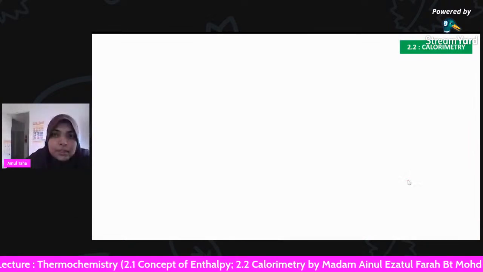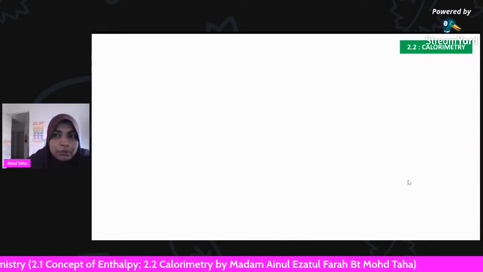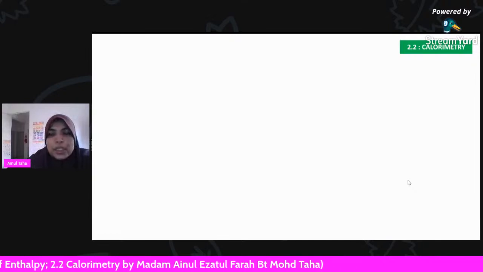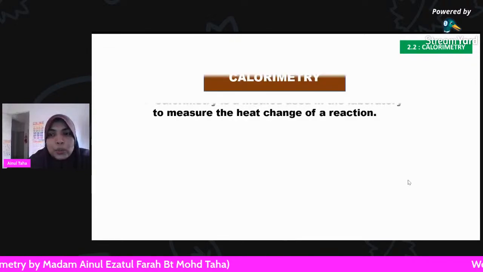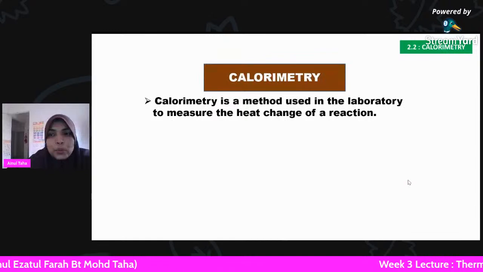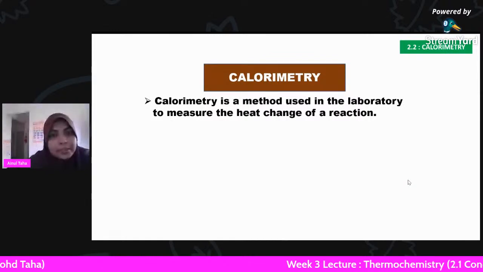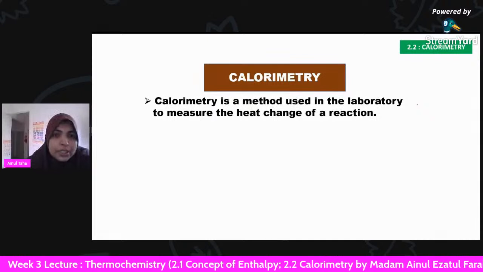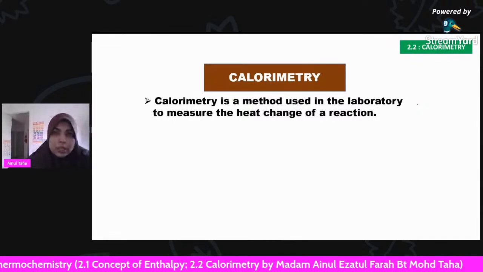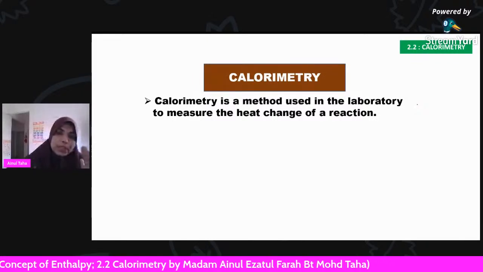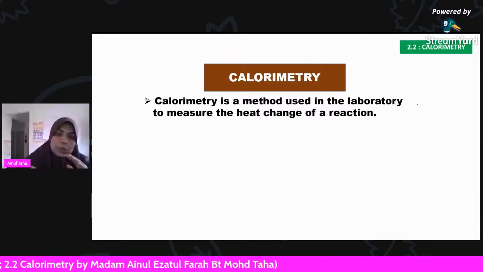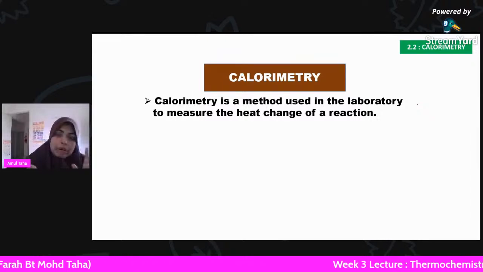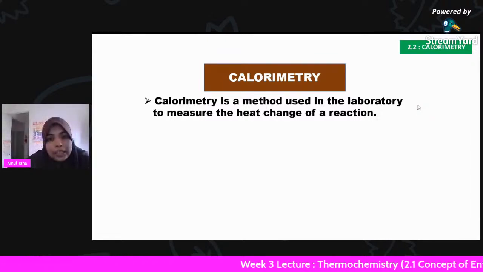Okay, so we move to the second part, which is 2.2 calorimetry. The word calorimetry shows that it is a method used in the laboratory to measure the heat change of a reaction. So for 2.1, we already got to know a bit about enthalpy change. Now we go further on how to calculate.